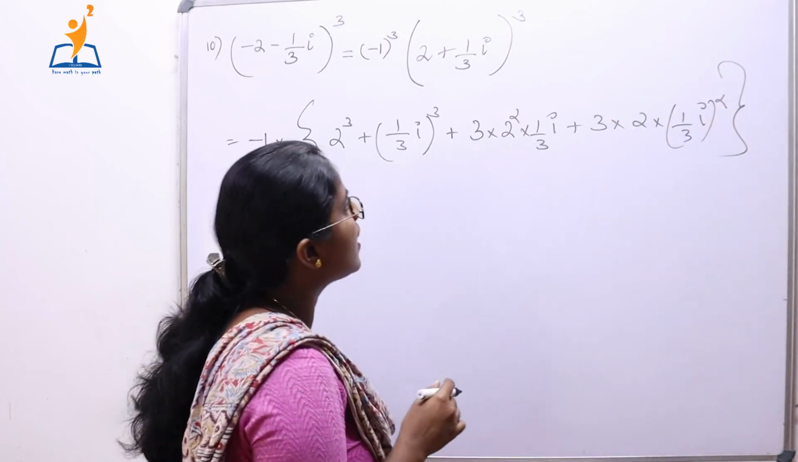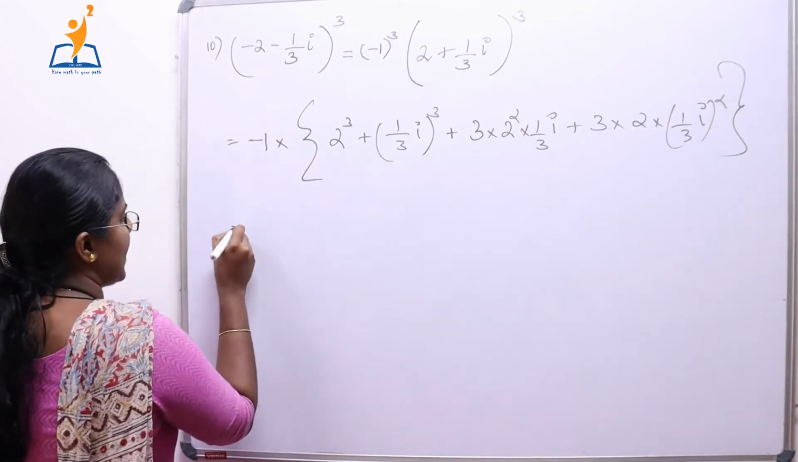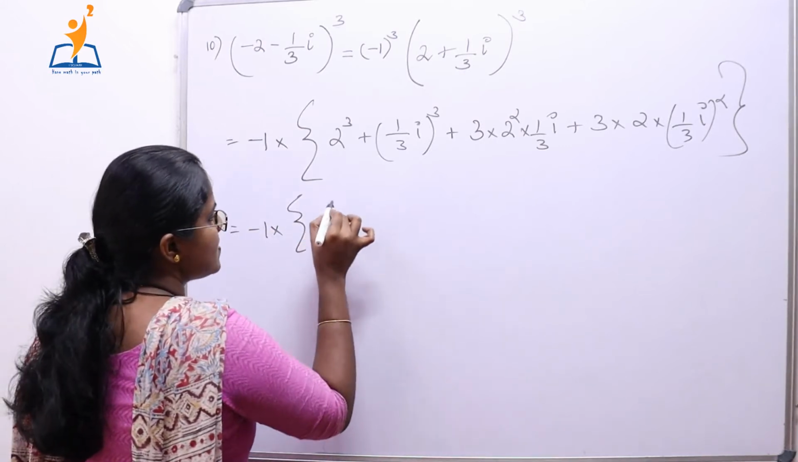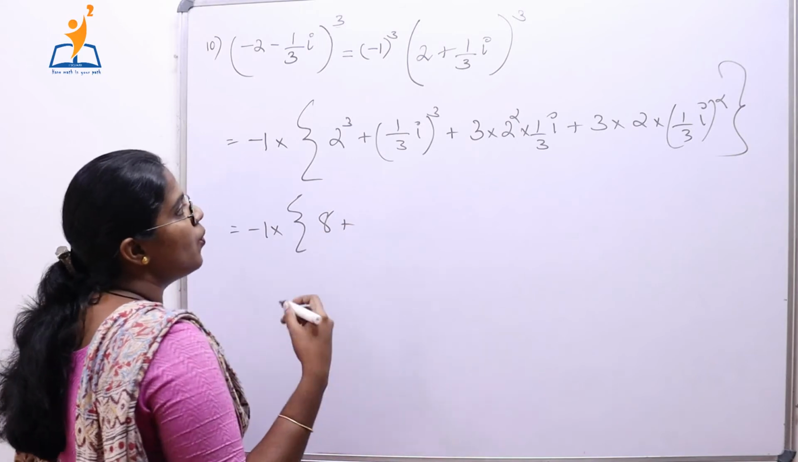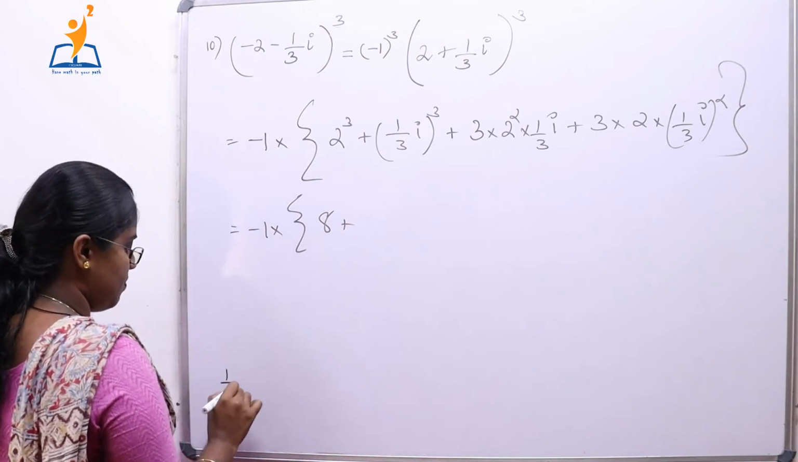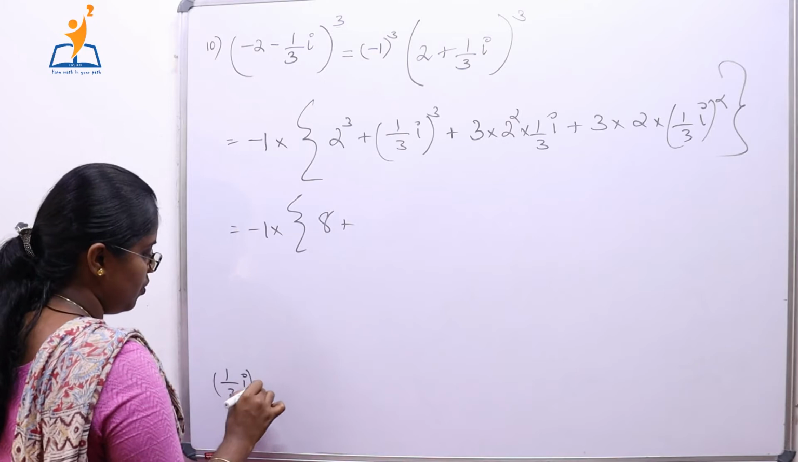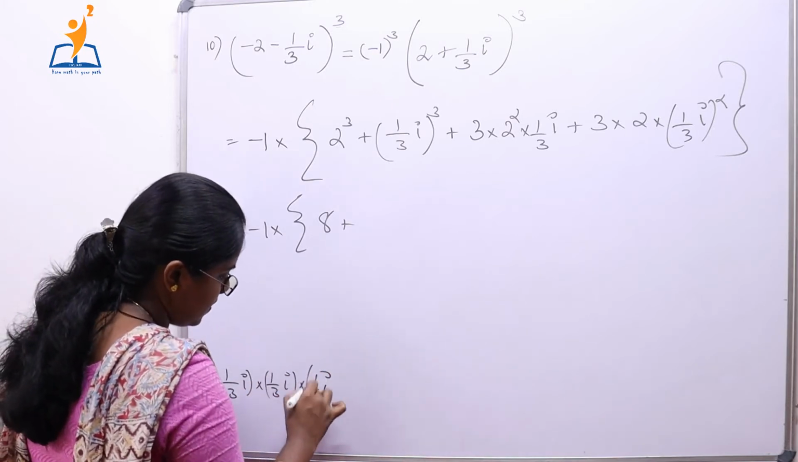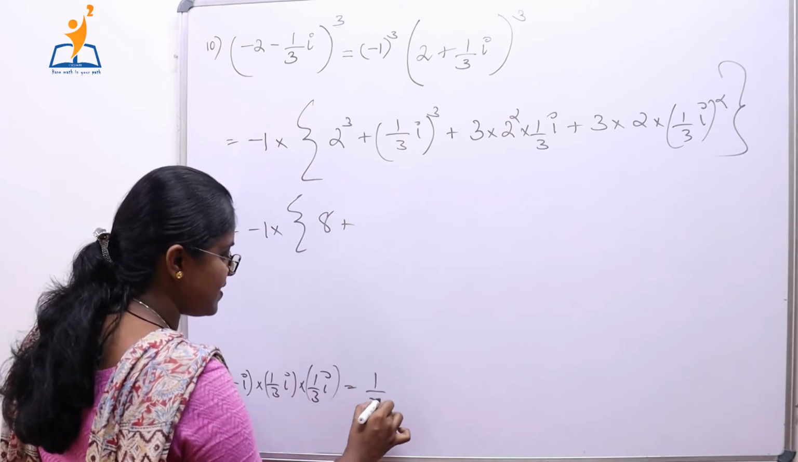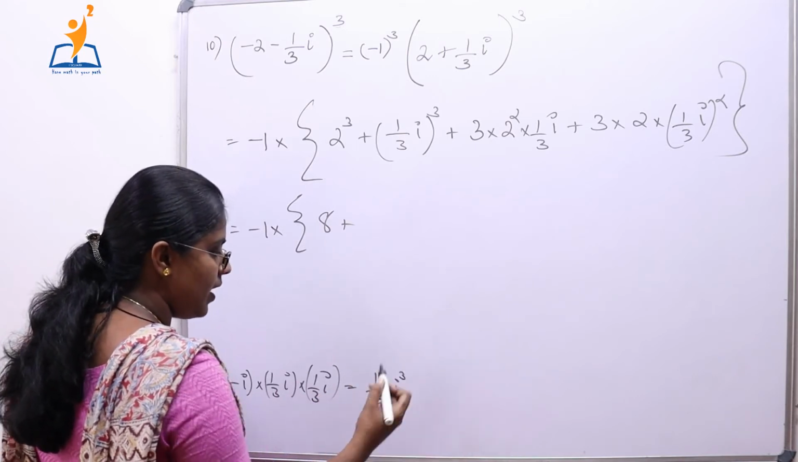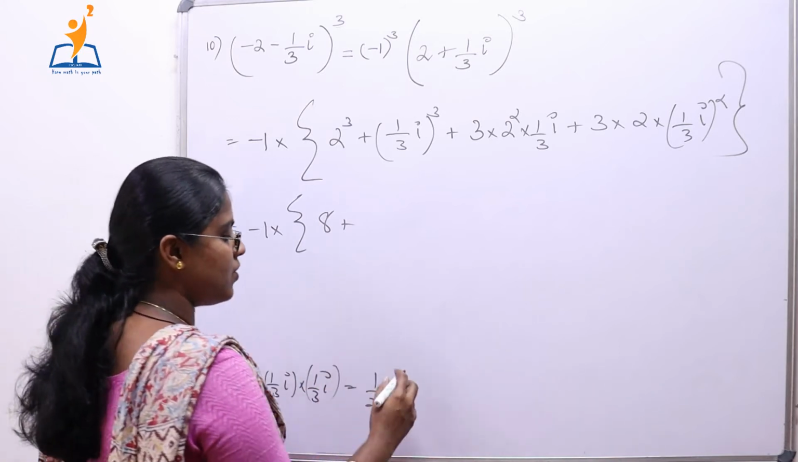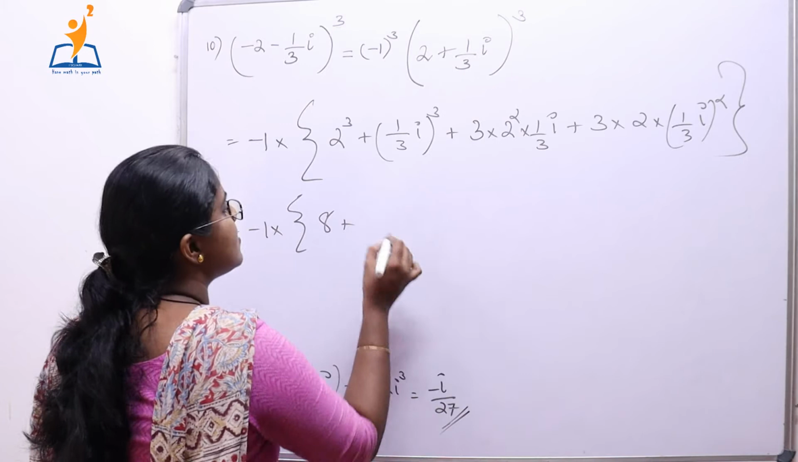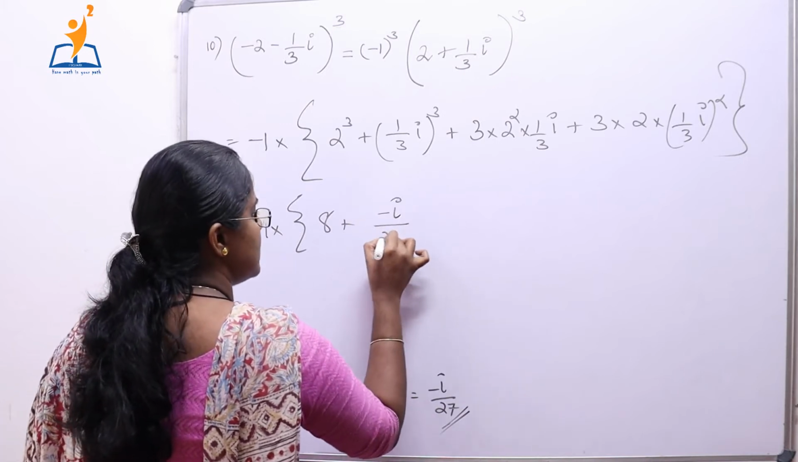So first of all we are going to solve this big bracket, that is minus 1 into, what is 2 cube? 2 cube is 8 plus 1 by 3i the whole cube, 1 by 3i into 1 by 3i into 1 by 3i. What is it? 1 by 27 into i cube. i square is minus 1, minus 1 into i is minus i, so it will become minus i by 27.